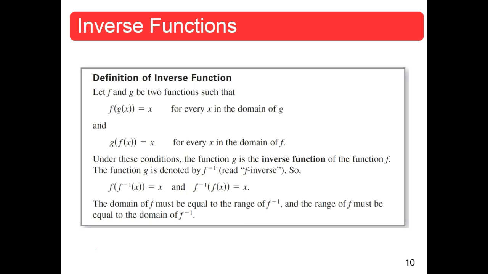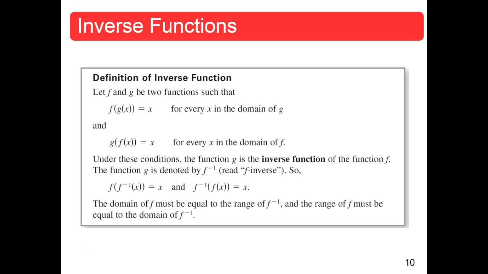And again, there's a checkpoint at the bottom. All right, here's the definition of inverse functions. Pretty important things to keep in mind. Let f and g be any two functions such that f of g of x happens to be x for every x in the domain of g. And at the same time, g of f of x is equal to x for every x in the domain of f. That's where you're starting.